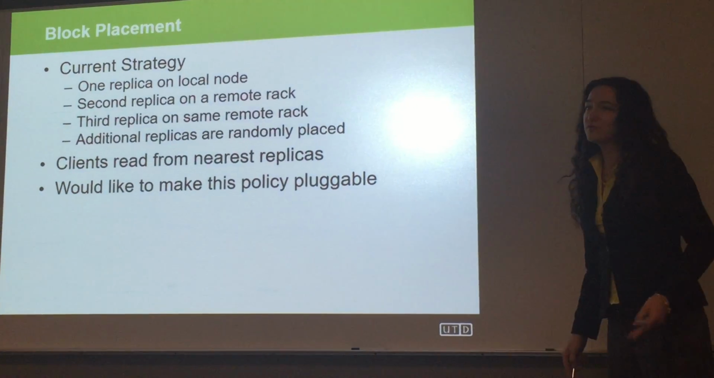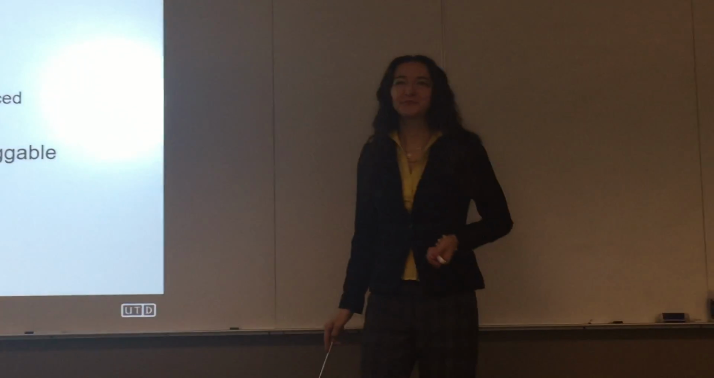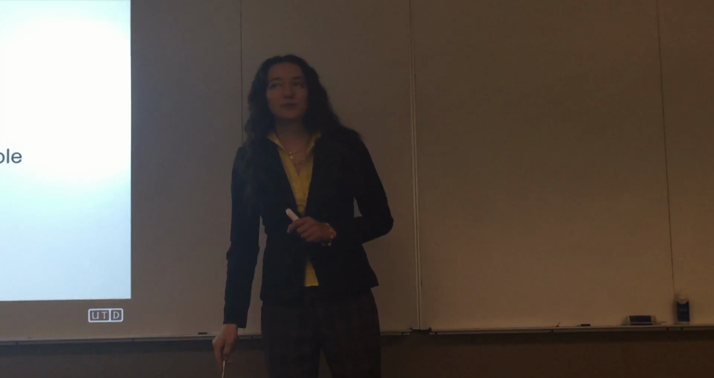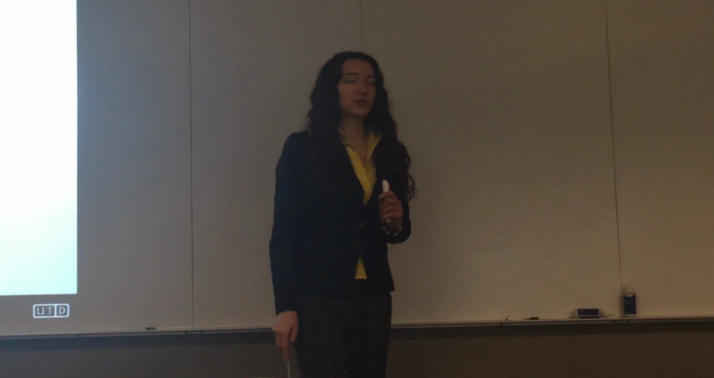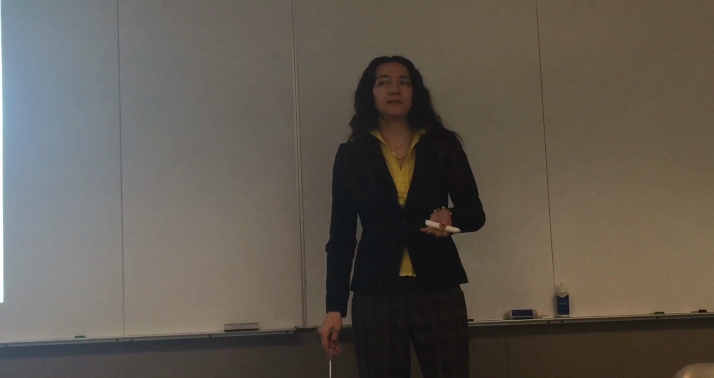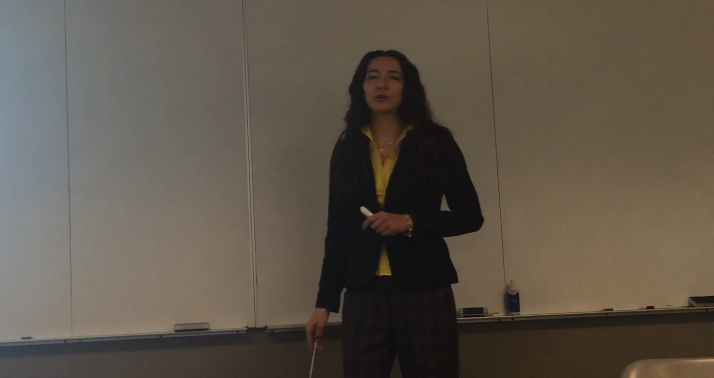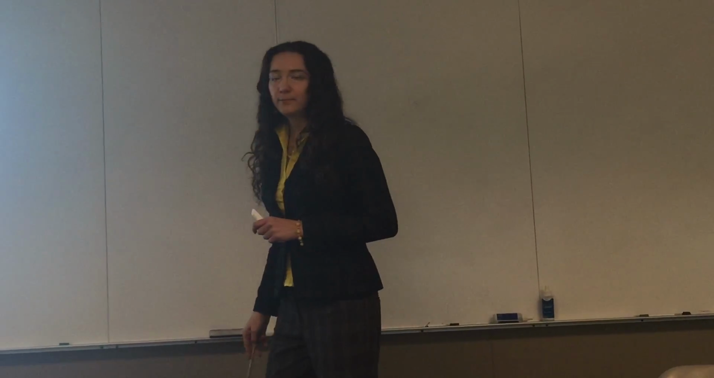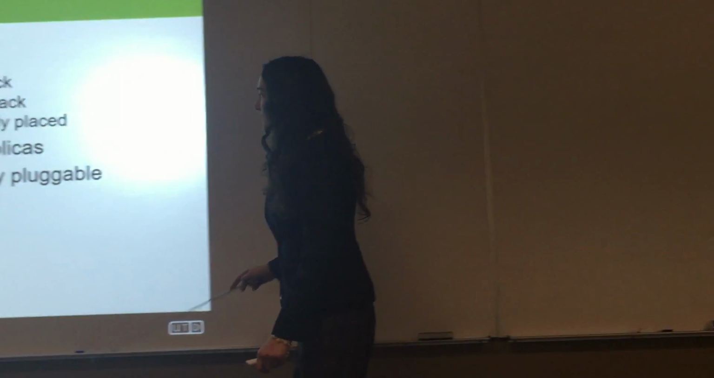So how do we choose? We just choose by random. And the clients will read the copy which is closest to them. And that obviously makes sense since the farther they are, the longer it will take to get to them. And so performance will be affected.